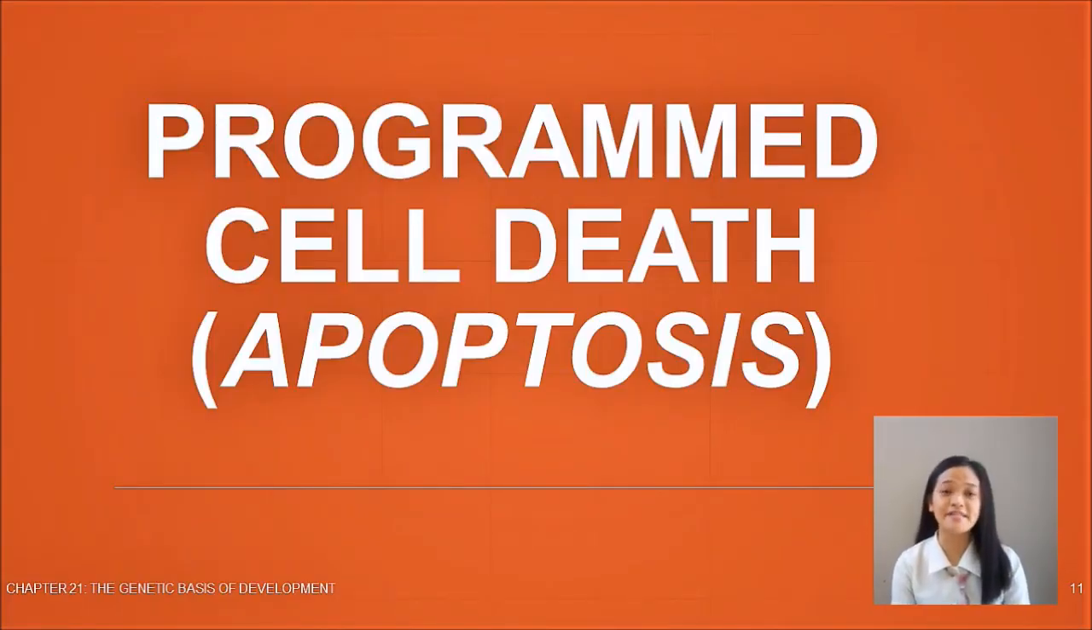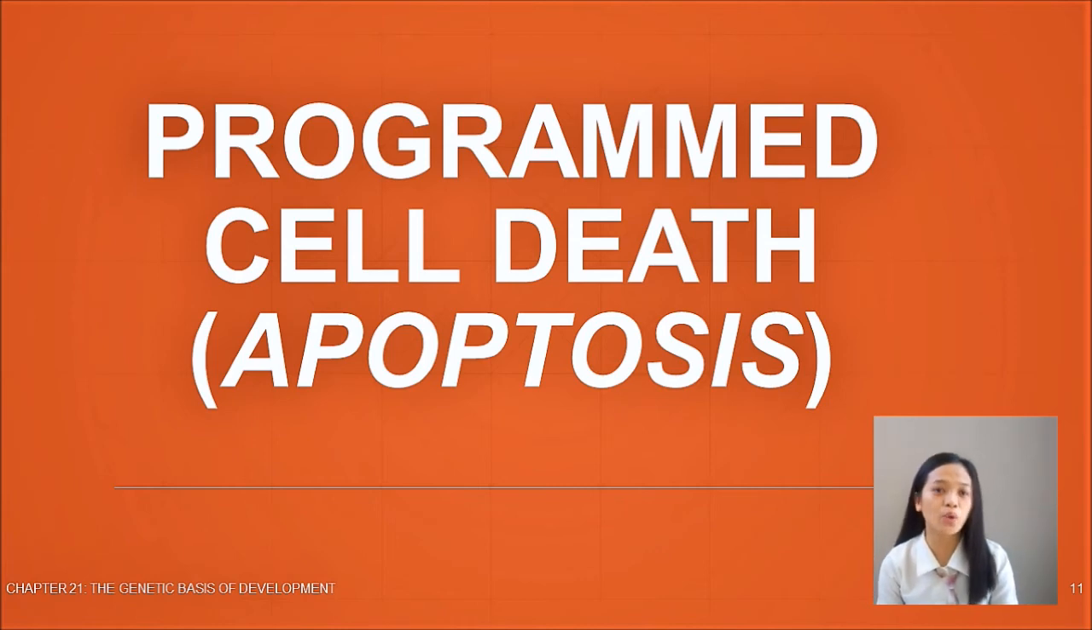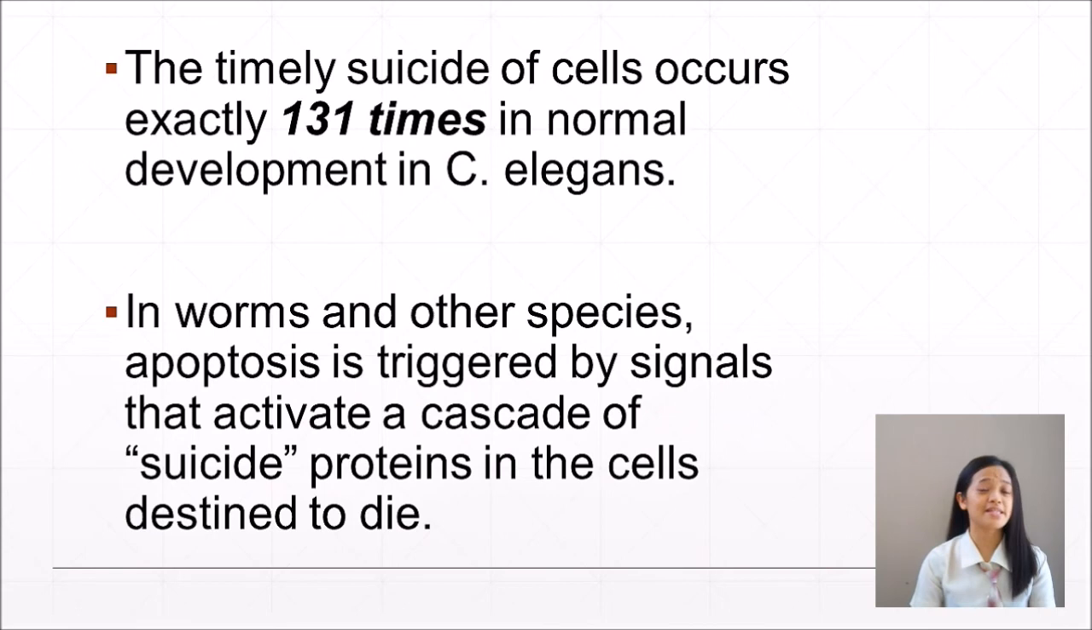Genetic analysis of C. elegans has underscored another outcome of cell signaling that is also crucial in animal development, programmed cell death or apoptosis. The timely suicide of cells occurs exactly 131 times in the course of normal development in C. elegans. In worms and other species, apoptosis is triggered by signals that activate a cascade of suicide proteins in the cells destined to die.